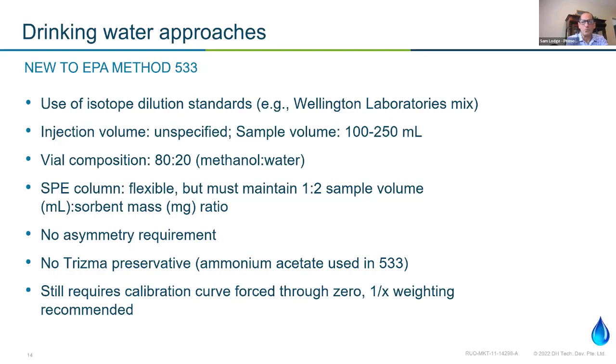Another important consideration, really more for the commercial laboratories, is that Trizma was not required as part of the initial sample prep. So this was added to the sampling bottle during the initial sampling, and it just made it more difficult to get good, accurate, robust sampling. So now there's no Trizma added. Instead, they use ammonium acetate.